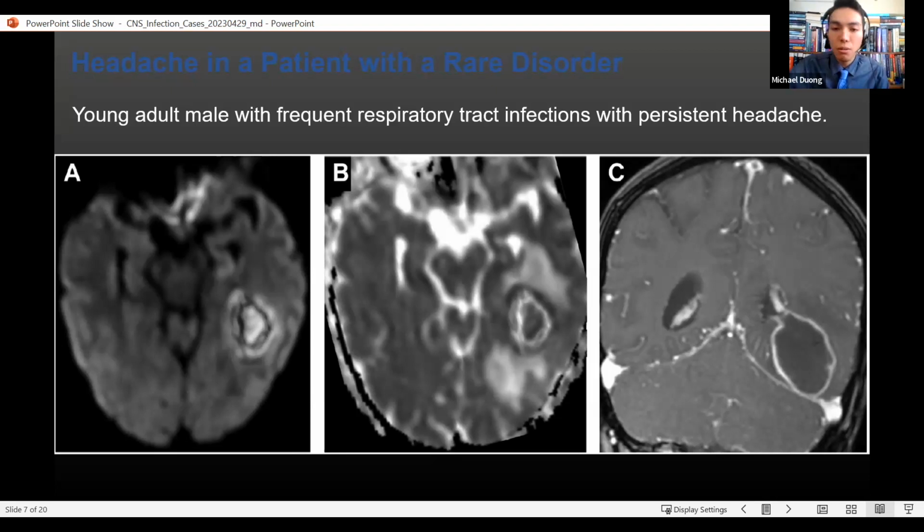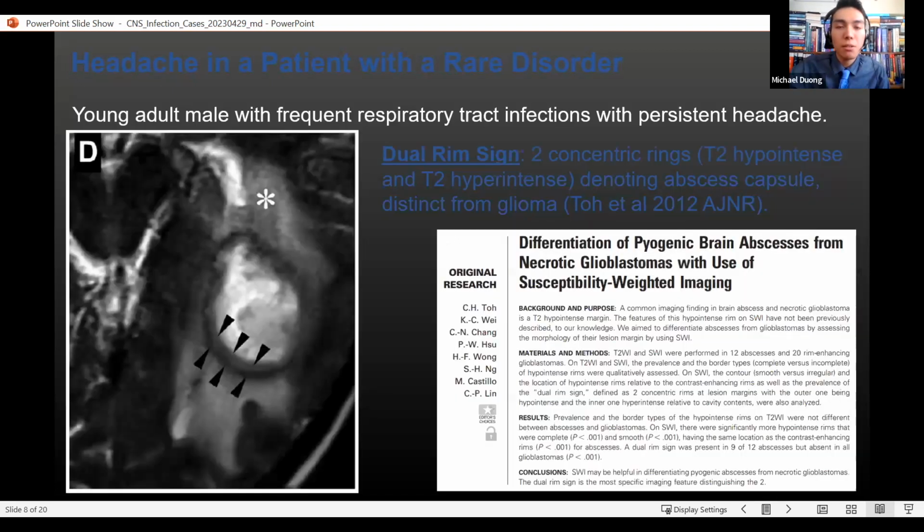Other things that are known to cause ring enhancement, we talked about glioma, we talked about other types of neoplasms. In addition to the diffusion sequences, one way we can help distinguish and be more confident between infection and neoplasm is what's called the dual rim sign, which was discussed in this 2012 paper in AJNR. The dual rim sign is very specific and very sensitive for abscess. It's not seen in glioma.